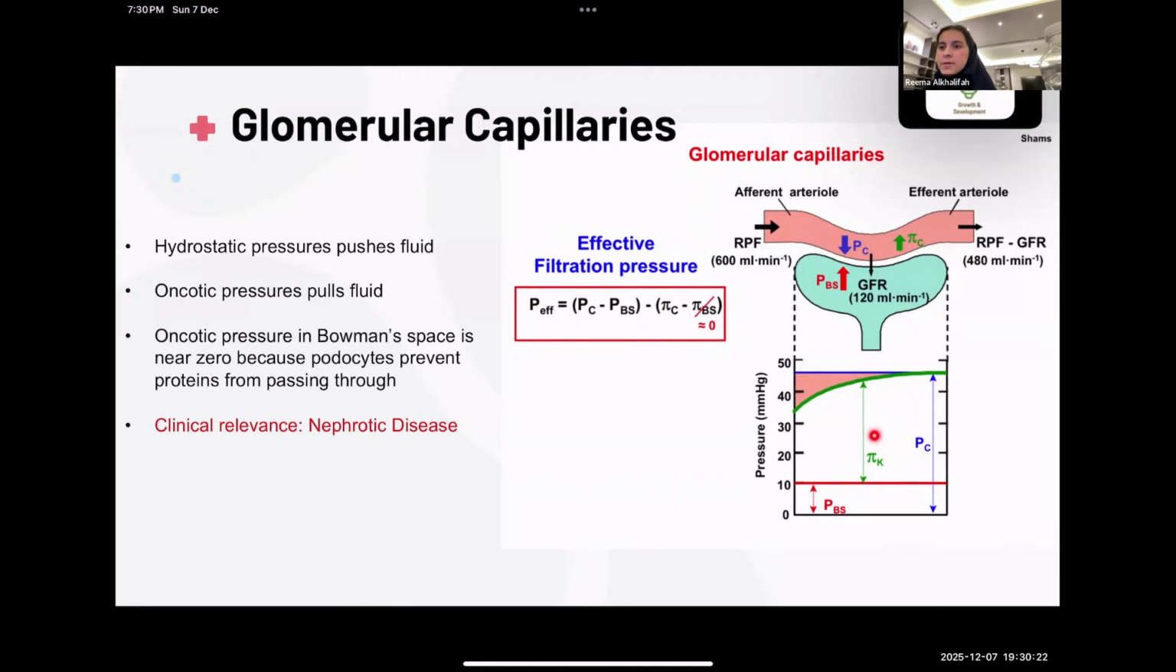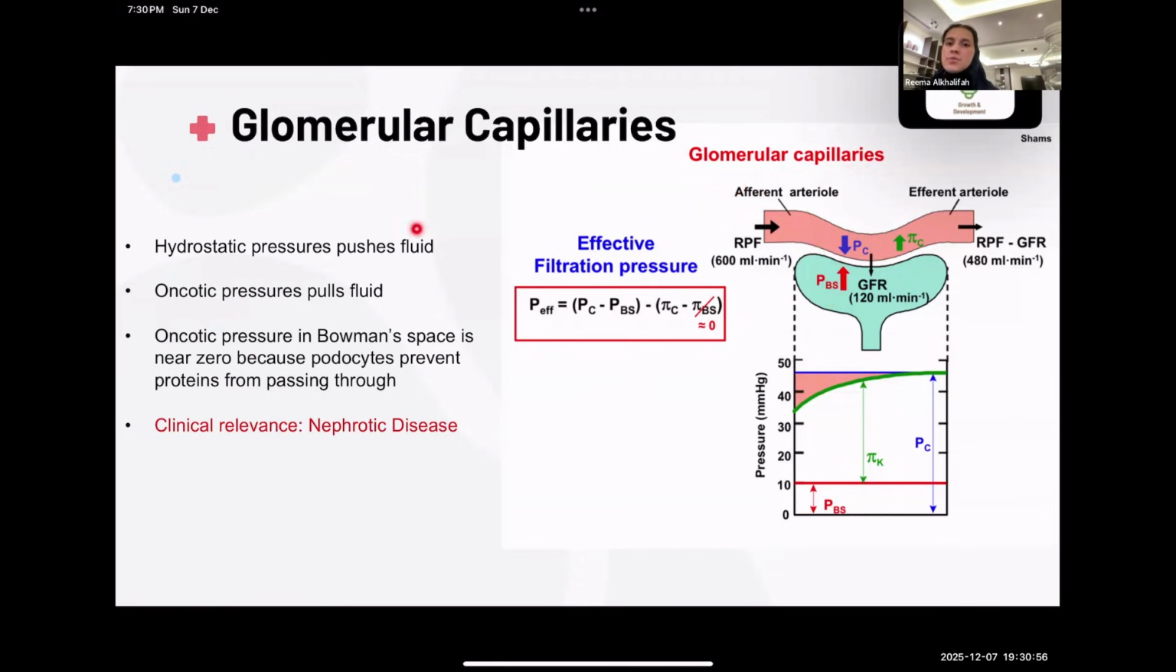cause reabsorption to happen. And finally, final point, you can notice the renal plasma flow is 600. The filtration is 120. This is an extremely high percentage. This is 20% of the total blood flow being filtered. What we said in systemic capillaries, it's 0.5%. So this is 40 times higher than what we see in systemic capillaries. And this proves that glomerular capillaries are very important for filtration.